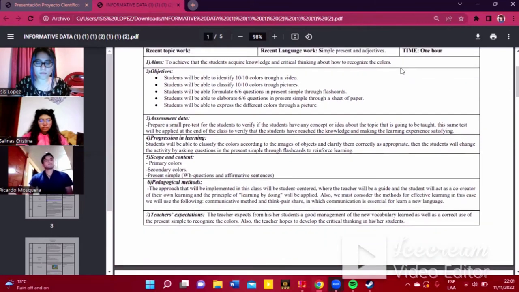Assignment data. The teacher must prepare a smart pretest for the students to verify if they have any concept or idea about the topic that is going to be taught. The same test will be applied at the end of the class to verify that the students have reached the knowledge, making their learning experience satisfying.